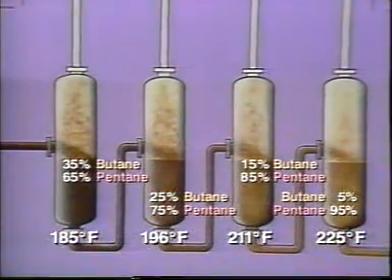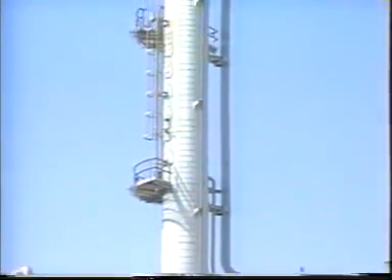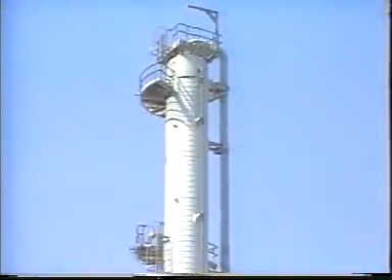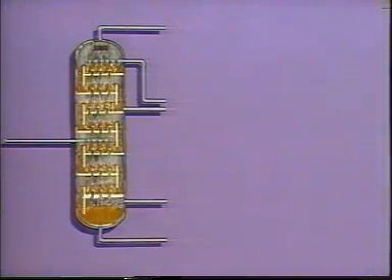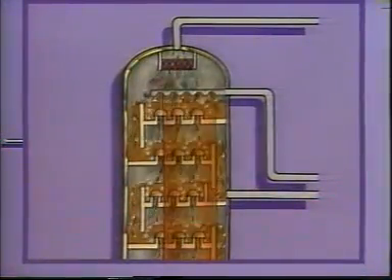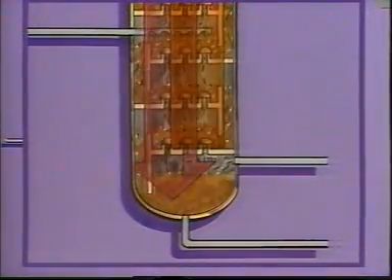Because each still operates at a higher temperature, more of the light component, butane, is boiled off in each successive vessel. A distillation column operates on a similar principle as a series of stills, except that the entire process takes place in a single vessel. Inside a distillation column, there is a two-way flow of fluids. Hot vapors rising upward through the column contact a cooler liquid called reflux flowing downward.